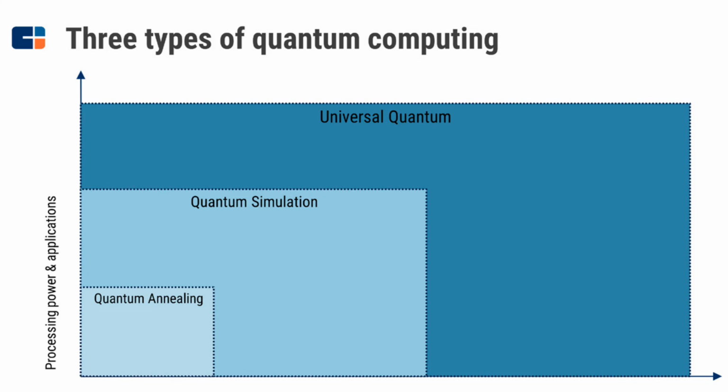And then finally, we talk about universal quantum. This is the end goal of quantum computing, if you will. In universal quantum computing, we have circuit models that are error-free, that are scalable, and we can run any circuit on these computers.